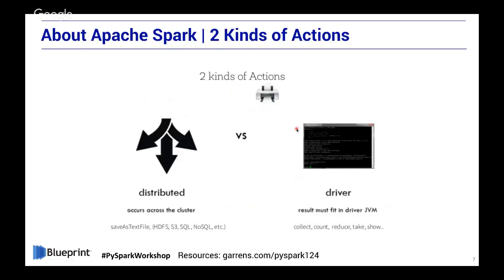And so another part of what to keep in mind here is when you're running in Spark, there are two kinds of actions. There's actions that are distributed, so they go across the whole cluster. You say you're saving some files off to HDFS, or you're saving them off to S3 or Azure.